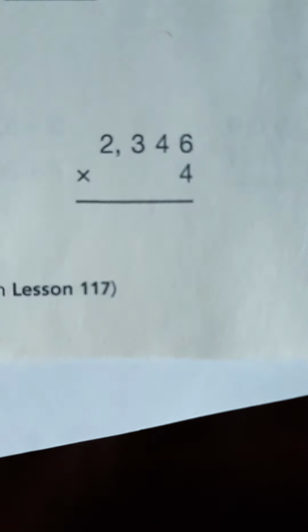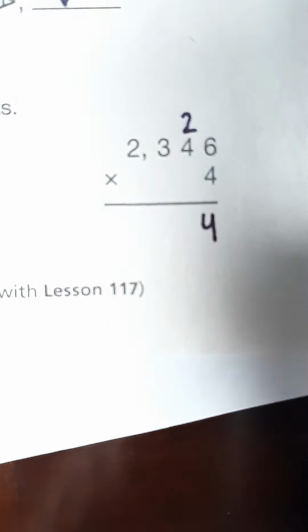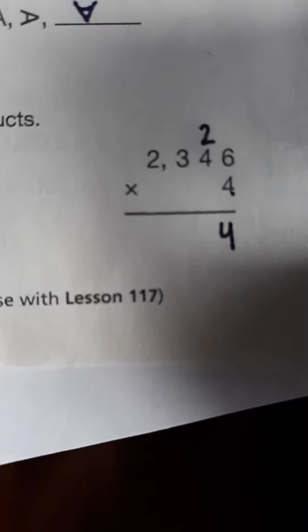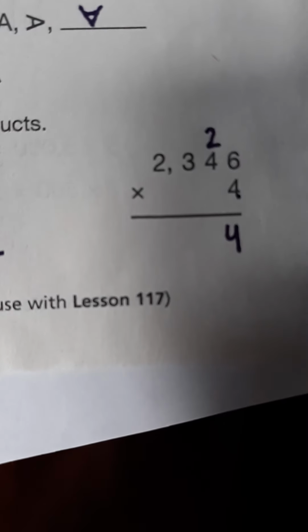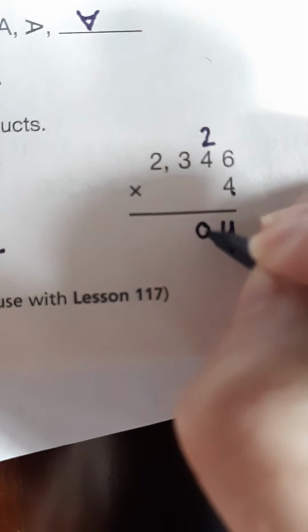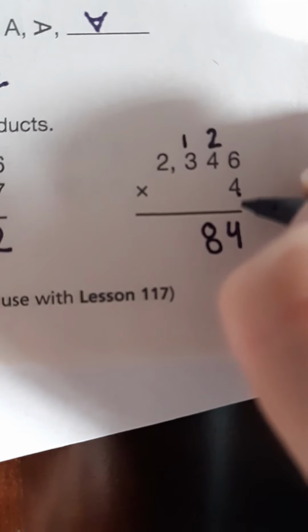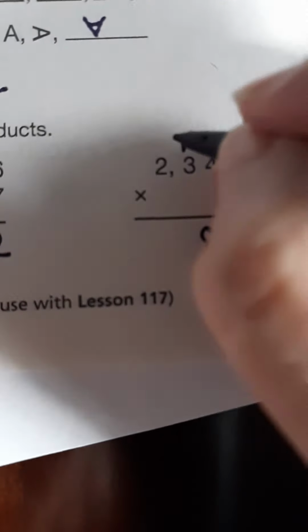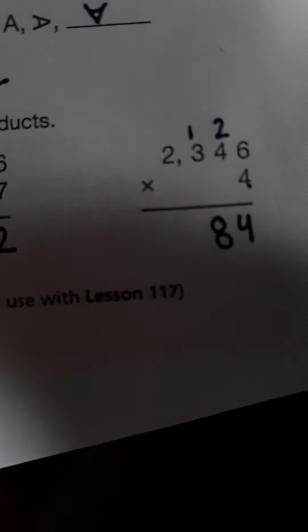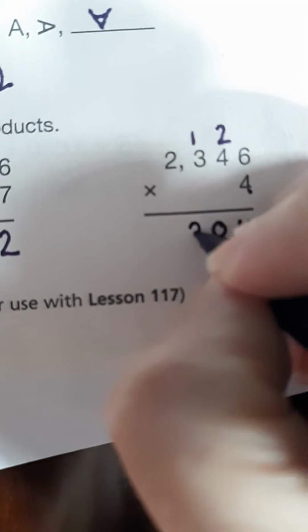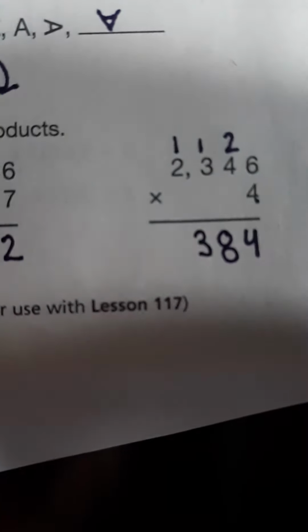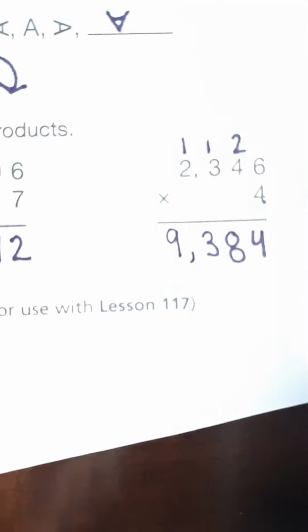6 times 4 is? That's right, 24. Okay. 4 times 4 is? 16 plus 2 more is? 18. Put down your 8. Carry your 1. 3 plus 4 is? That's right, 12. Plus 1 more is 13. Good job. Carry my 1. 4 plus 2 is 6. Plus that 1 that you carried is 7.